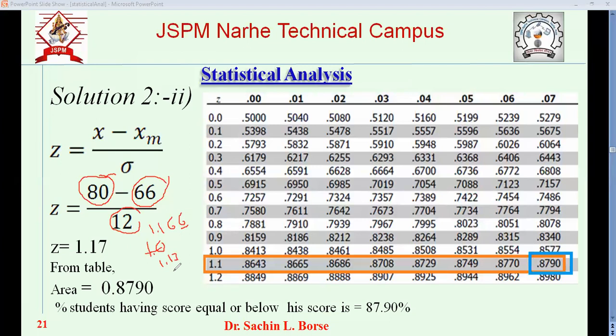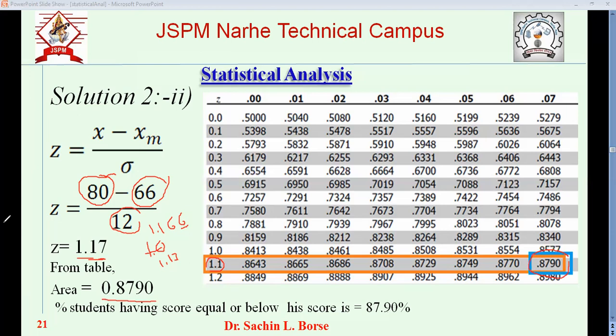Now you go to 1.1. After the decimal place, you have to take the two digits. So first look at 1.1, and then the last digit. 1.1 is here. Then you go for 0.07. 0.07 is here. So your value is 0.8790. You write down the area as 0.8790.